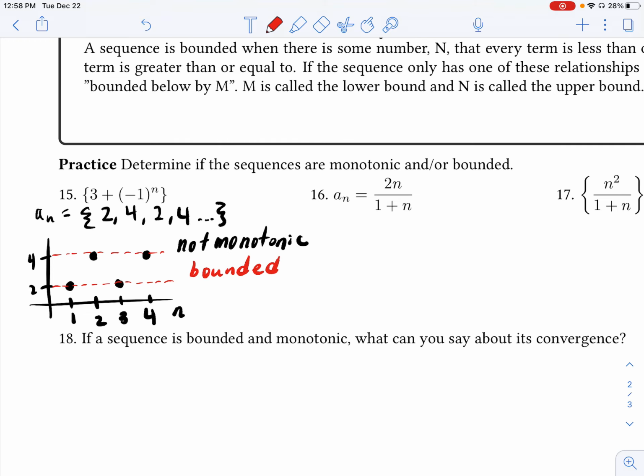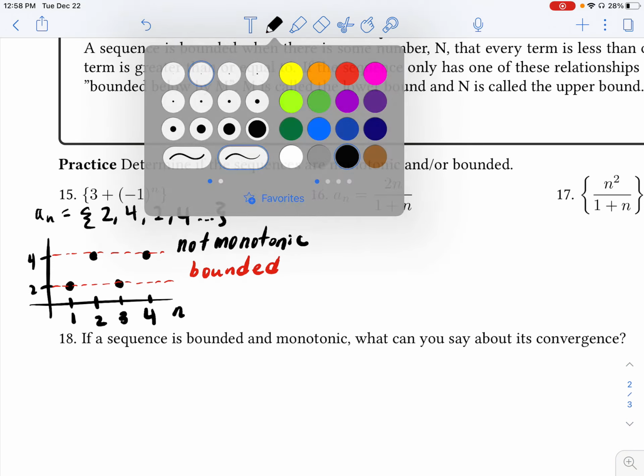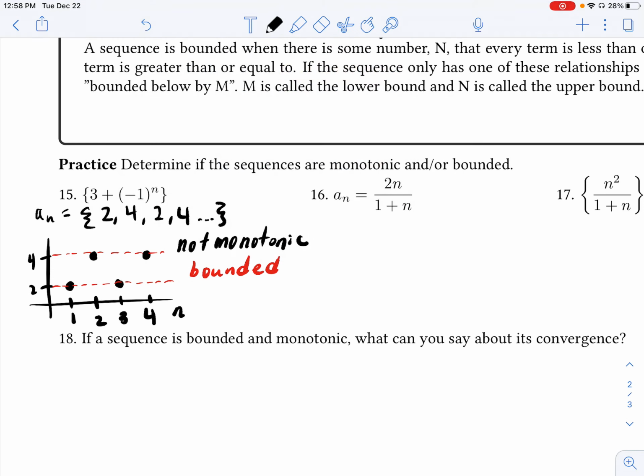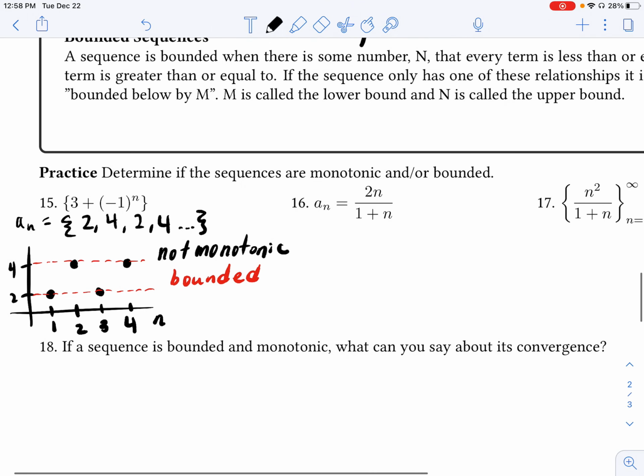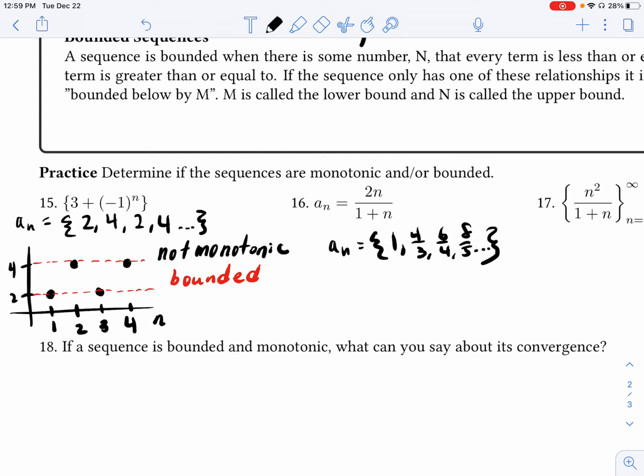Okay. So I would encourage you to pause the video and try number 16 and 17. Maybe write out the next couple of terms and see whether or not these sequences are bounded and whether or not they are monotonic. Now, really quickly, let me just write the solutions here just so we have something to reference as we move on to the final part of our discussion. This would look something like this. And we would say that this sequence is monotonic and this sequence is bounded.